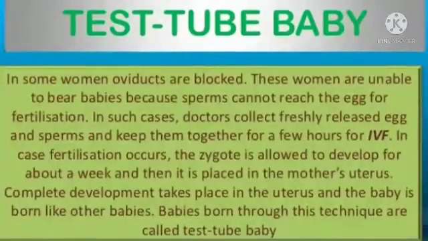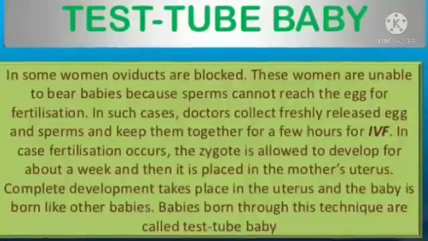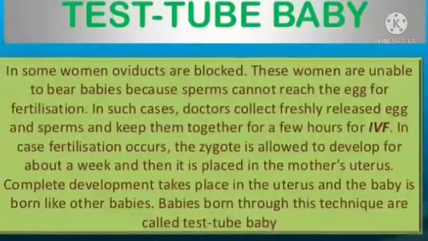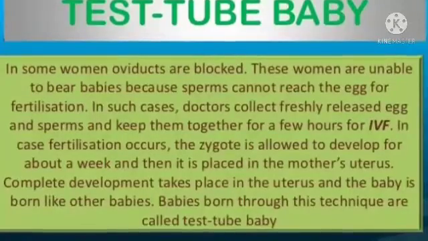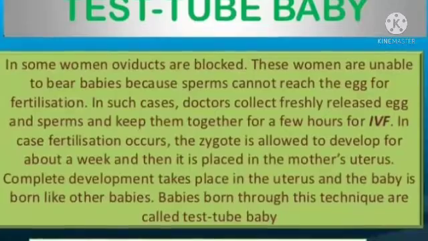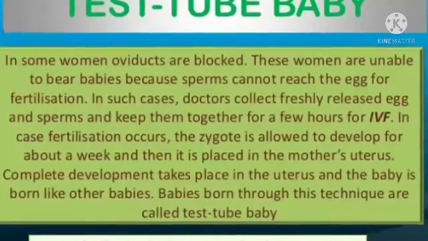Test tube baby. In some women, oviducts are blocked. These women are unable to bear babies because sperms cannot reach the egg for fertilization. In such cases, doctors collect a freshly released egg and sperms and keep them together for a few hours for IVF, that is in vitro fertilization.